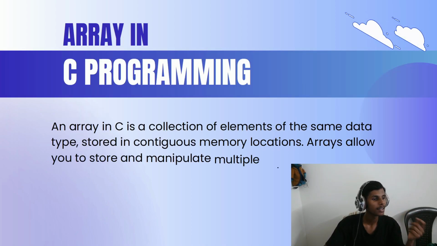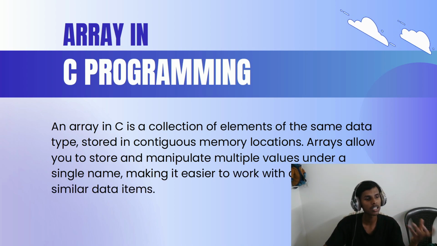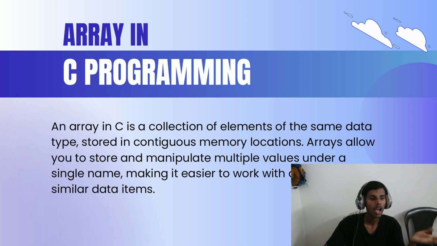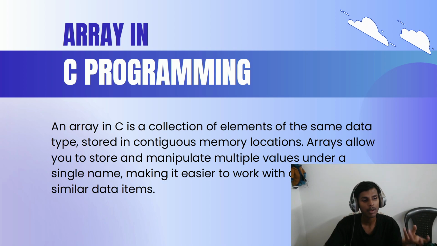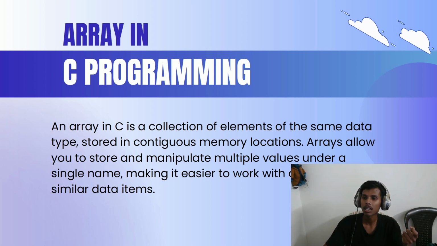An array is a collection of elements of the same data type stored in contiguous memory allocations. An array allows you to store and manipulate multiple values under a single name, making it easier to work with the collection of similar data items. In simple words, an array is a variable which stores more than one value of similar data type, that is, the same data type. A variable stores a single value, whereas an array stores multiple values.